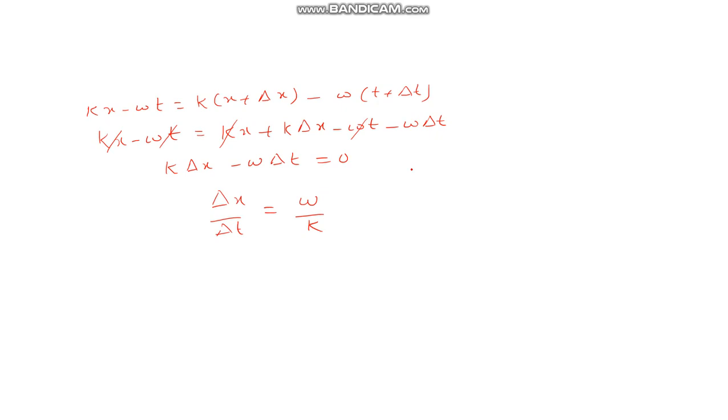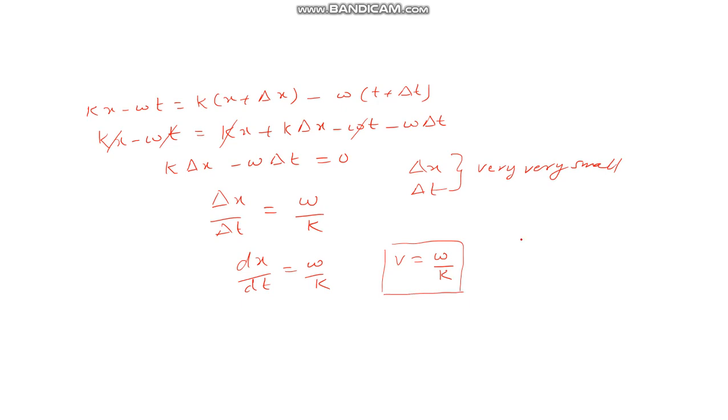Now we are assuming that delta x and delta t are very small. It is very small. So you can say delta x is 0.001 meters and delta t is 0.001 seconds. So this can be written as dx by dt is equal to omega by k. But what is this dx by dt? It is the change in displacement with respect to time. So velocity is equal to omega by k. So this is one expression you are getting.